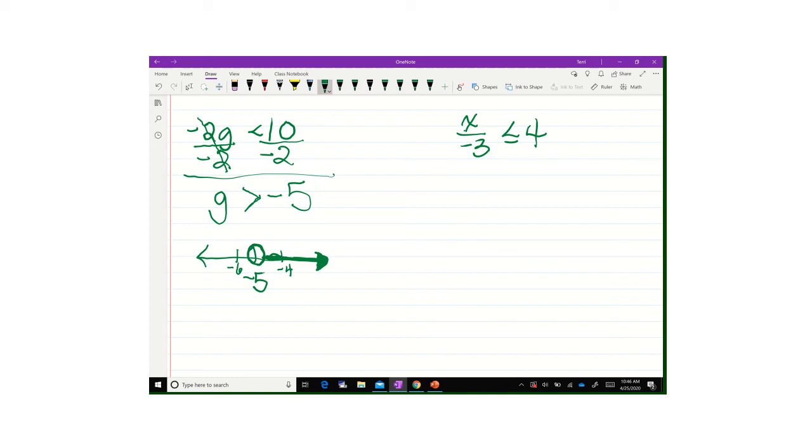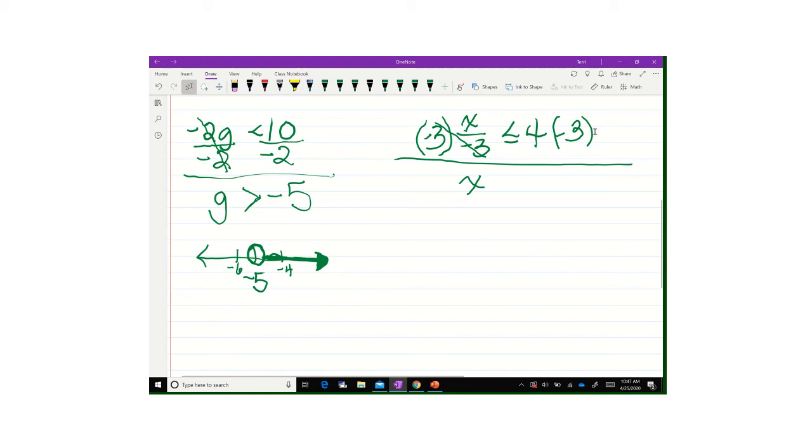Let's take a look at our second example. So here we have x divided by negative 3 is less than or equal to 4. This is a division, so we're going to undo it by multiplying. I'll put my set of parentheses on each side. And I'm going to multiply by the denominator, which is a negative 3. Negative 3 divided by negative 3 is 1. 1x is written as just x.